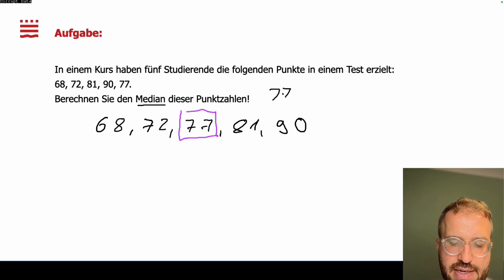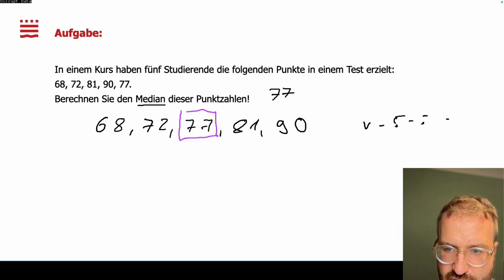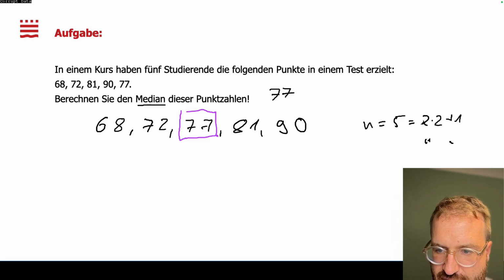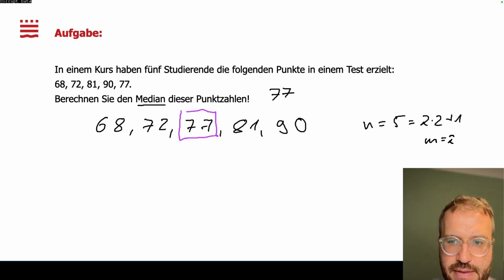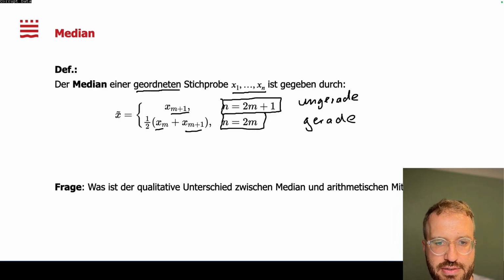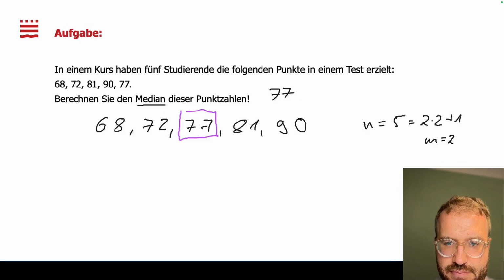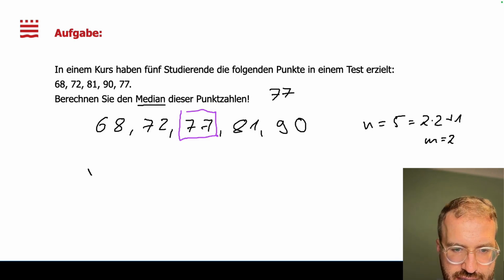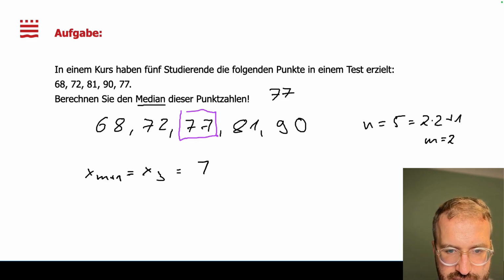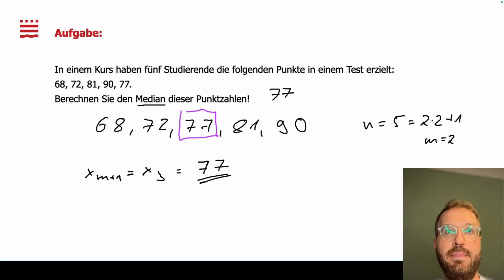And that makes sense because if we look at it, n is equal to 5, which means 2 times 2 plus 1. This means our m is equal to 2. And if we look at the formula again, we know that the median is xm+1. M was 2. So our solution is x3, which is nothing other than 77. Well, that was the median.